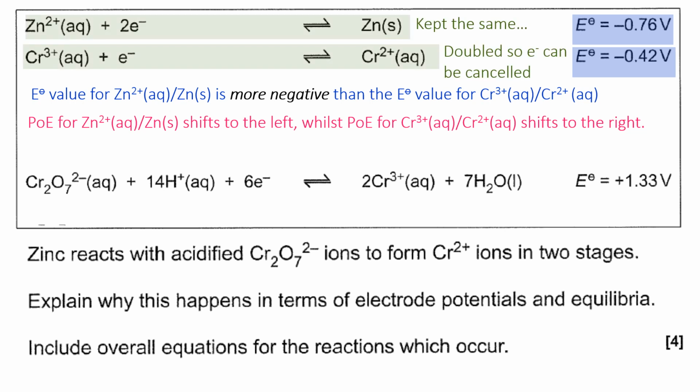So this time the zinc has 2 electrons, but the chromium 3+ only has 1. So you have to double that so you can cancel the electrons, which allows you to write Zn plus 2 Cr3+, giving you Zn2+ plus 2 Cr2+.